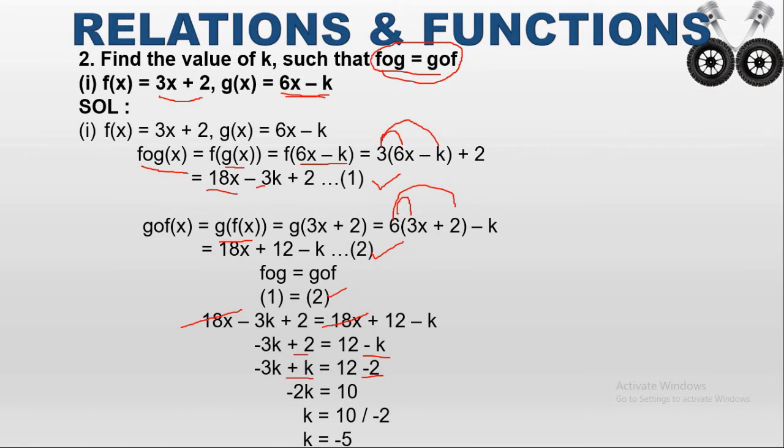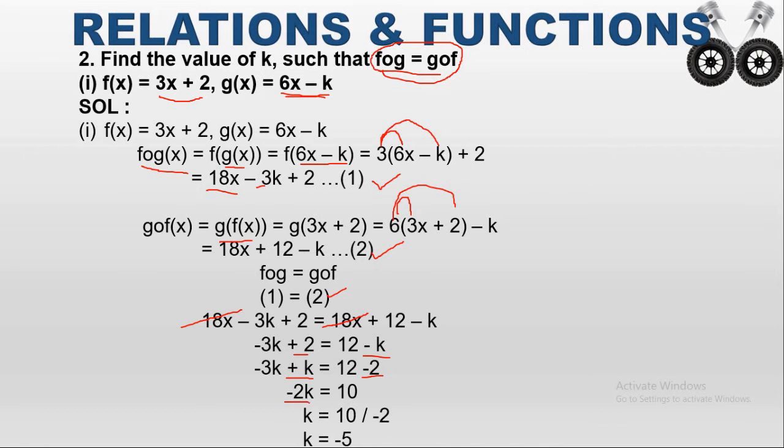So minus 3k plus k. These two values have different signs, which means you have to subtract. So minus 3 plus 1, the answer is minus 2k, which is equal to 12 minus 2, that is 10. Keep that k here. Here the minus 2 is the multiple of k.